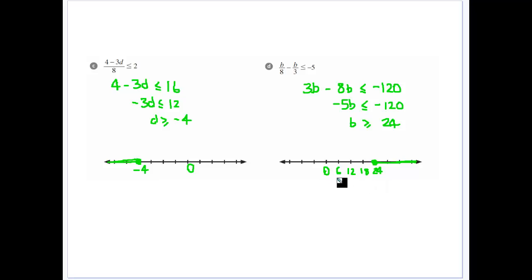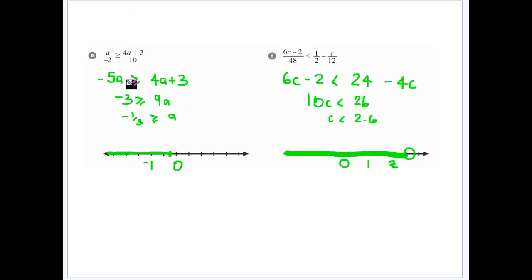I put a 0 in. I sent 6, 12, 18, 24. The scale's fine, as long as I'm getting the idea that it's greater than or equal to 24. Fill in the 24 circle and go to there. Whatever you put for your scale, that's not a problem. So you can see how these ones all start to work.